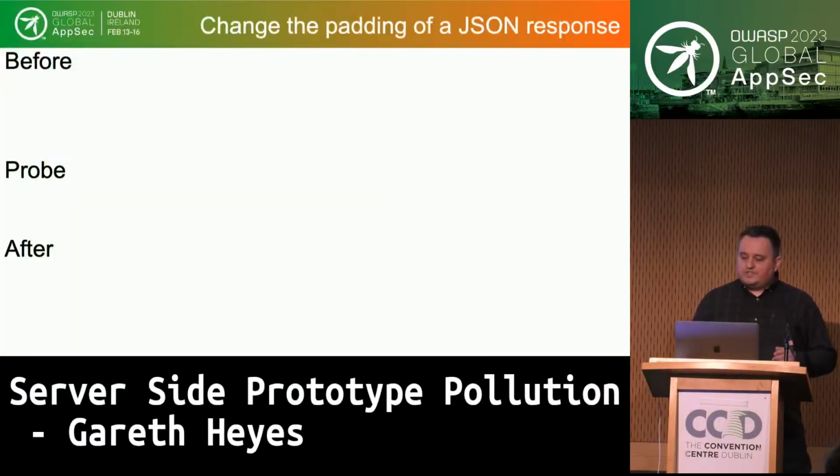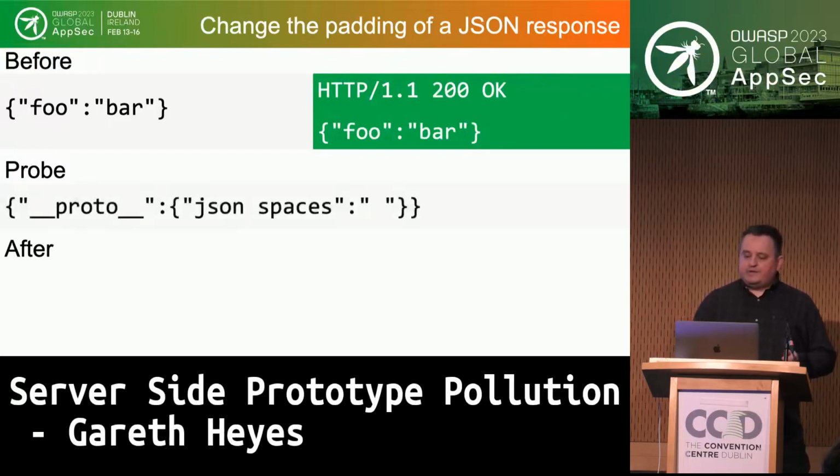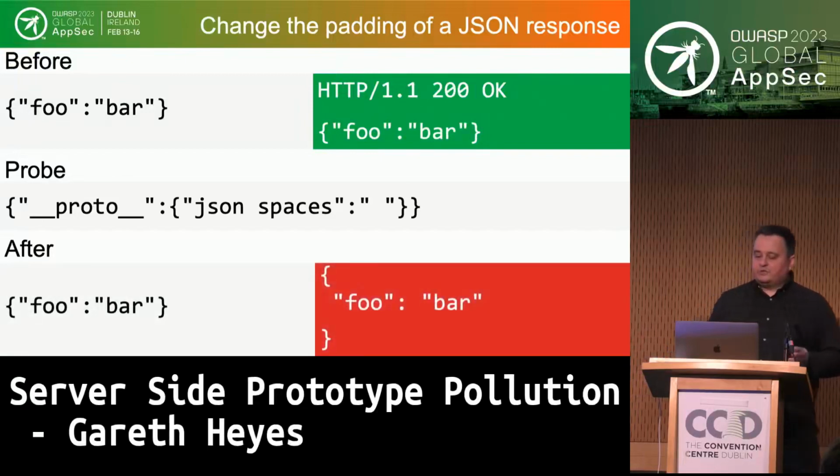So this technique changes the padding of the JSON response. If you send a probe with some JSON in the request body, and you get back some JSON and you observe the raw response, you'll notice there are no spaces in the response. But if we inject via prototype pollution the json spaces property, and assign a value to it, 1 space, 2 spaces, whatever you like, then when we send the original request again, the actual JSON response will have spaces.